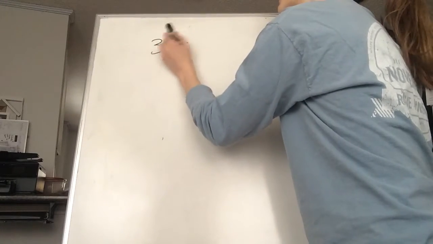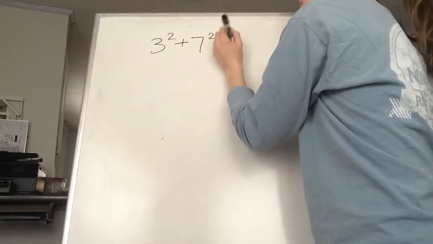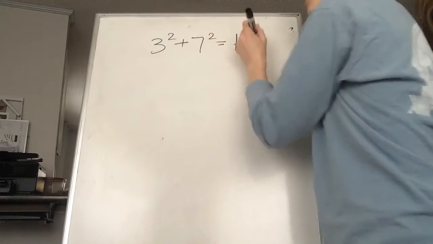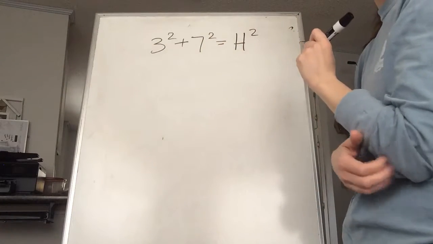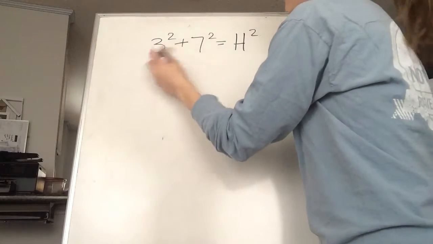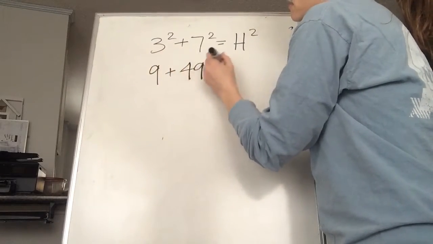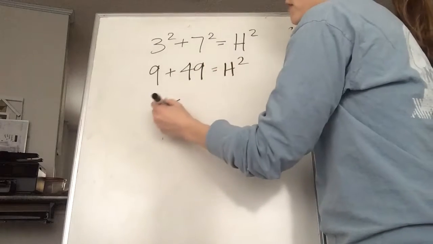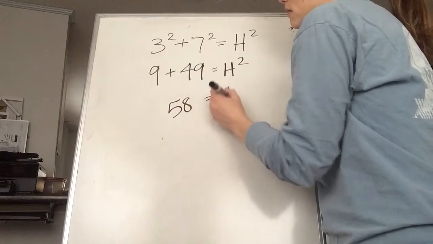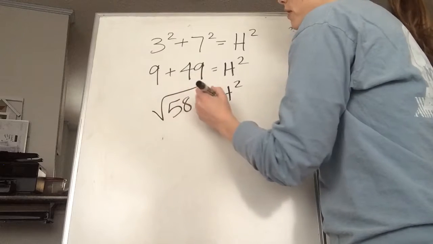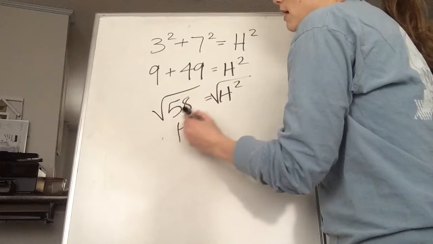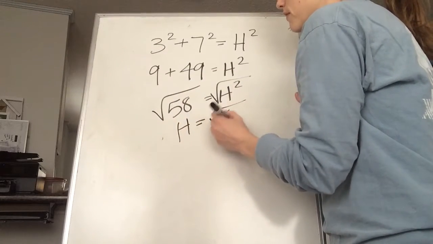So 3 squared plus 7 squared is equal to hypotenuse squared. What is the length of the hypotenuse? So 3 squared is 9, 7 squared is 49. 9 plus 49 is 58. And we're going to take the square root. So the hypotenuse is equal to the square root of 58.